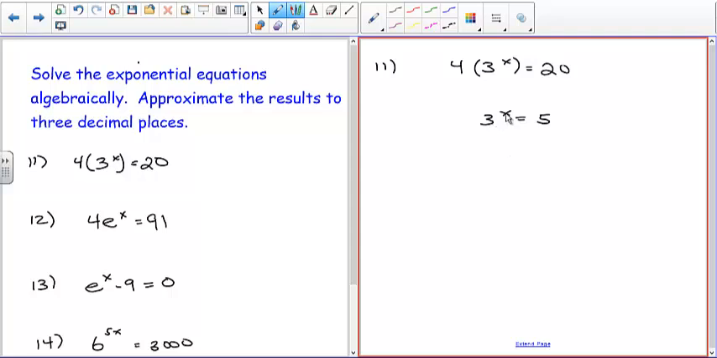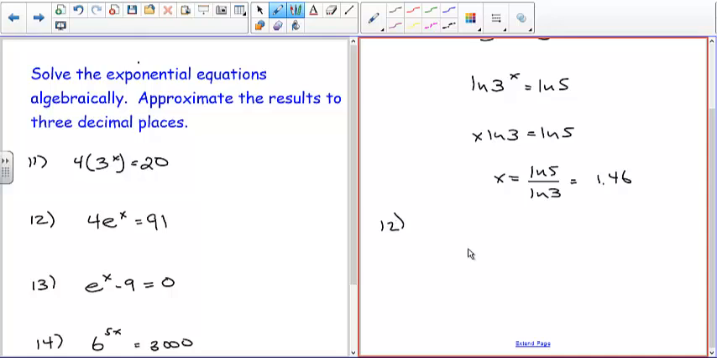So again, for exponential problems, which these all are, we can use the natural log. We could use log base 10, but we're going to use the natural log. So we take the natural log of both sides. You can bring the exponent out front, divide by the natural log of 3. So the answer x is the natural log of 5 divided by the natural log of 3, which is, and it says 3 decimal places, 1.465.